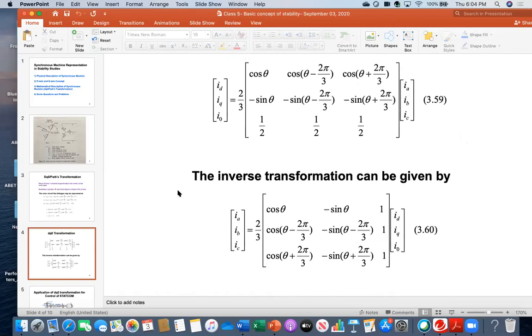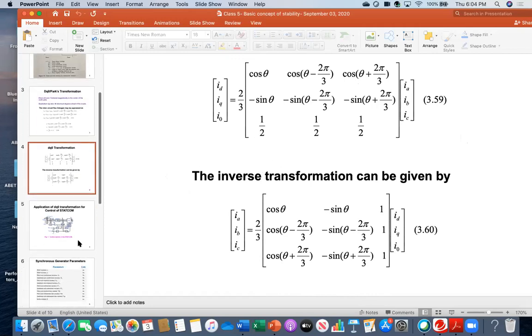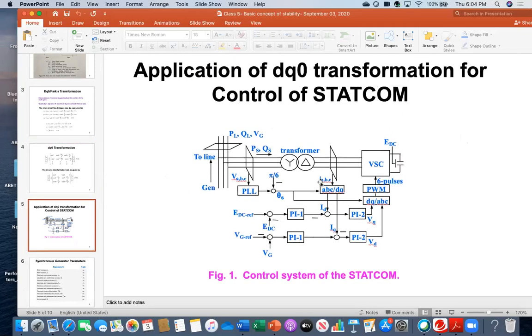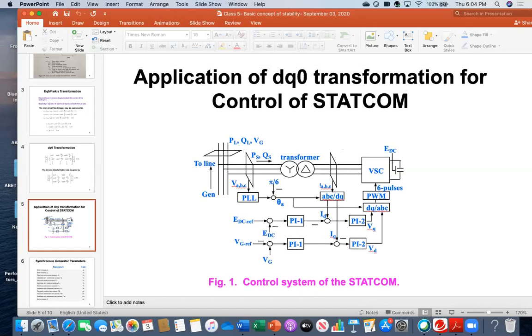Now, let me give you an example of where it is used. Because these days you are reading your papers, it will really help you. If you just see this one, the application of DQ0 transformation for control of STATCOM. So you all know the STATCOM is the static synchronous compensator. It is basically a reactive power compensator. And in the STATCOM circuit, the DQ0 transformation is applied. This is a very standard configuration. So therefore, let's have a look.